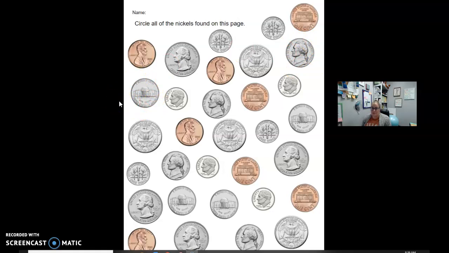If you're at school or if you're at home and you have this piece of paper, you're going to use your pencil and you're going to circle all the nickels. If you're at home and you do not have this piece of paper, you're able to use your little pencil at the top corner, and then you're still able to circle all of your nickels.